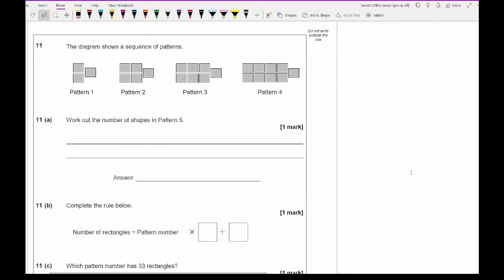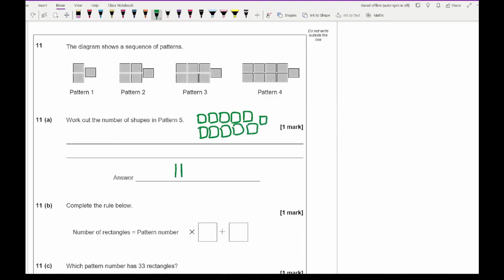Moving on to question 11, it says the diagram shows a sequence of patterns, and the question is asking to work out the number of shapes in pattern 5. So here, if I could actually draw it, rather than having 4, I'm then going to have 5. And I'm still going to have 1 at the end, so that gives me a total of 11.